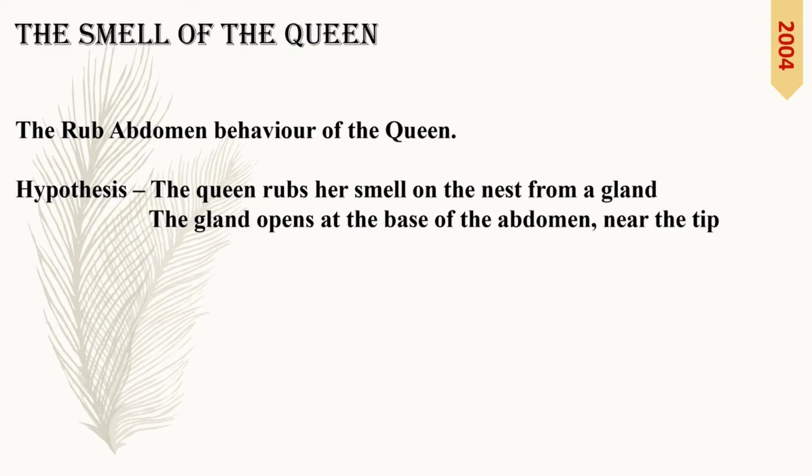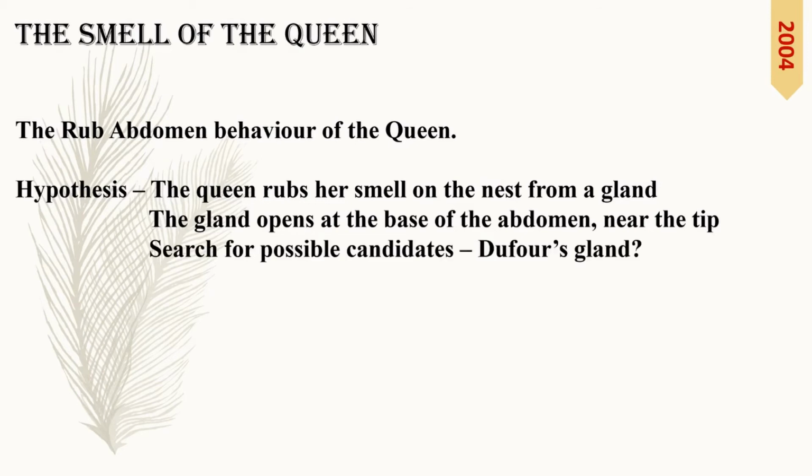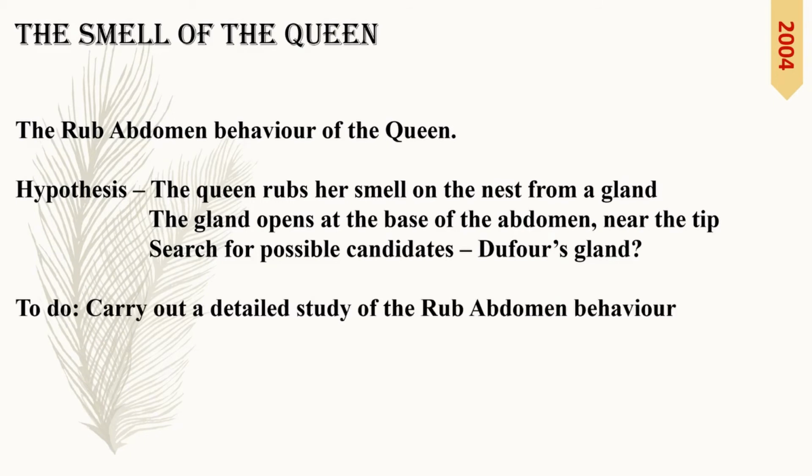And we said that the gland must be opening at the tip of the abdomen near the base. So we said we have to search for possible candidates for the gland, and came up with one candidate, which we thought was quite a close match, which is known as the Dufour's gland, has been reported to have various secretory functions in other species of wasps and bees. So we wanted to carry out a detailed study of the rub abdomen behavior.